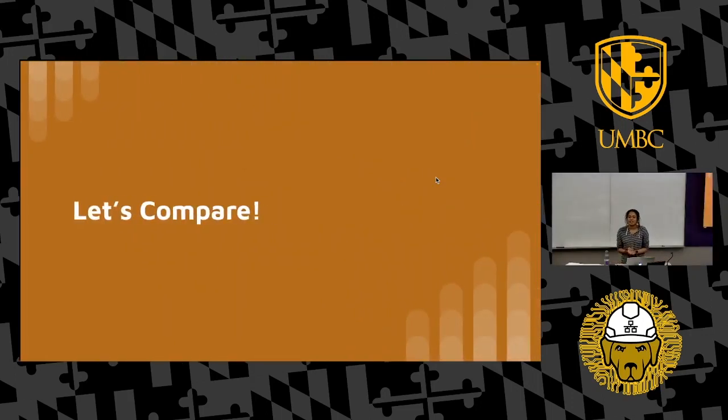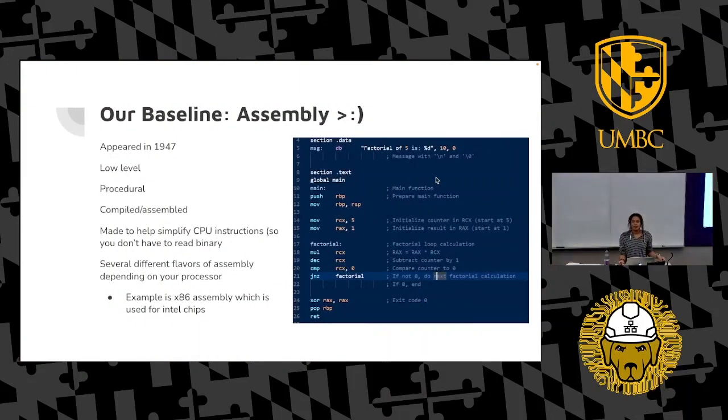So we're going to compare compiled versus interpreted languages now, just to see what the difference is as the programmer when you're running things. Our baseline is going to be assembly. Thank you, Henry, for writing the assembly for me. So that's how you calculate a factorial of 5 in assembly, specifically x86. It's not bad.